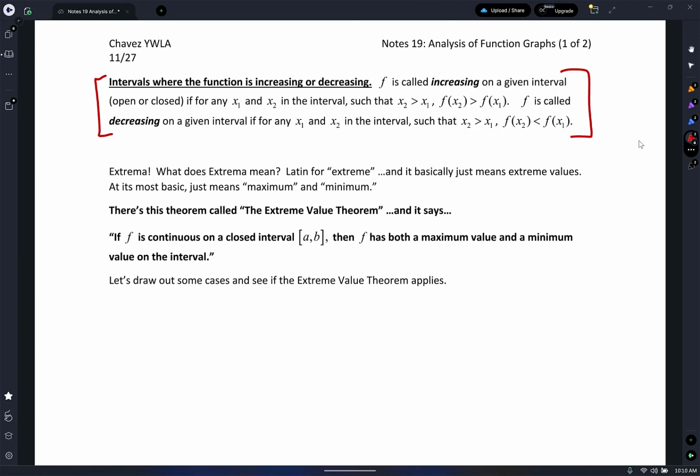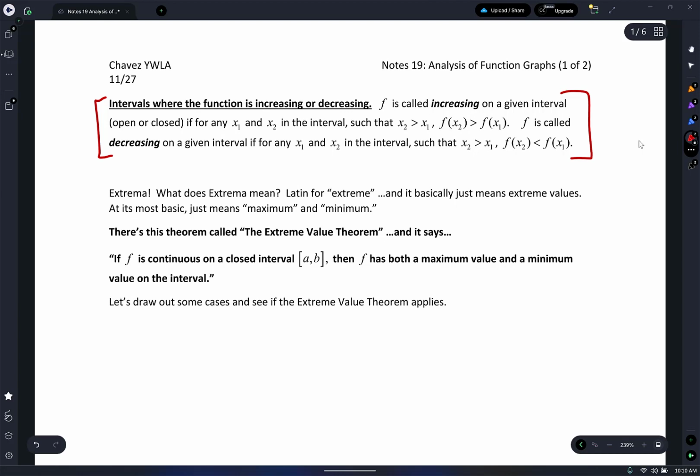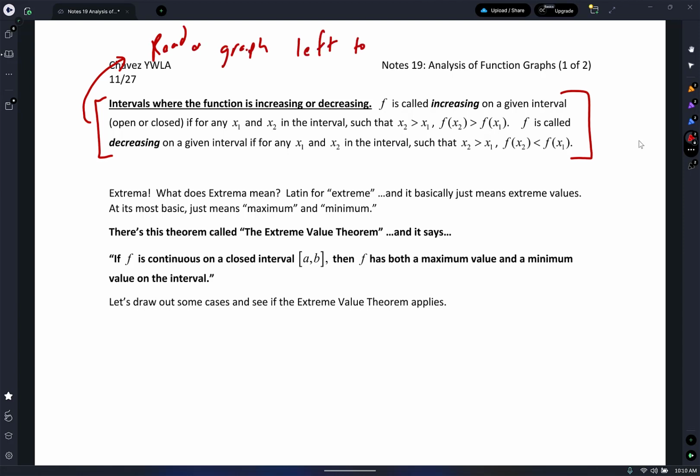Okay, all that right here, in case you don't understand: f is called increasing, open or closed, all that just means you read a graph left to right, just like when you read. Does that make sense? If the graph is going up, left to right, you are increasing. If the graph is going down, left to right, you are decreasing. That's all that means.